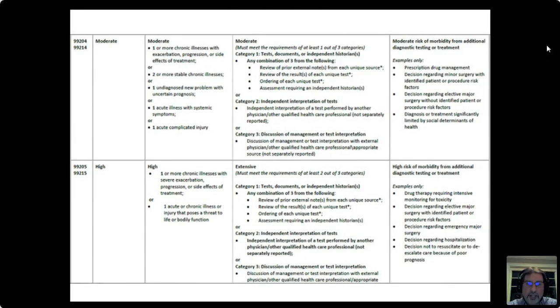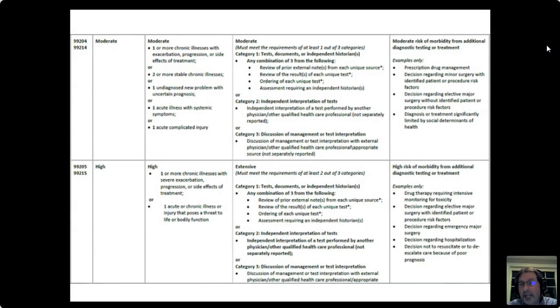And then the third category is discussion of management of tests or interpretation with an external physician or other qualified healthcare professional or appropriate source, not separately reported. So if you have this discussion and you're able to bill that as another visit in and of itself, then obviously you can't use that to check the box for category 3 on the visit that you're doing on this day. And then the third piece is moderate risk of morbidity from additional diagnostic testing or treatment.